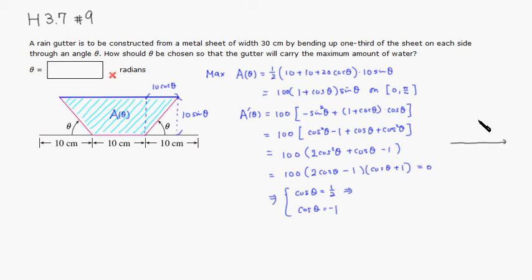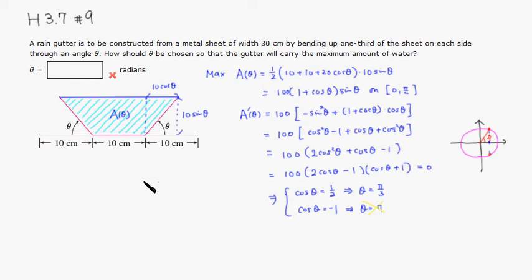When cosine of theta is 1/2, what would the angle be? Let's use the unit circle. Cosine corresponds to the x coordinate, so we want 1/2 here. We want the angle either here or here, but the angle is between 0 and 2 pi, so this angle is pi over 3. And if cosine is negative 1, theta is pi. That's too big, so we're not going to consider that. So pi over 3.